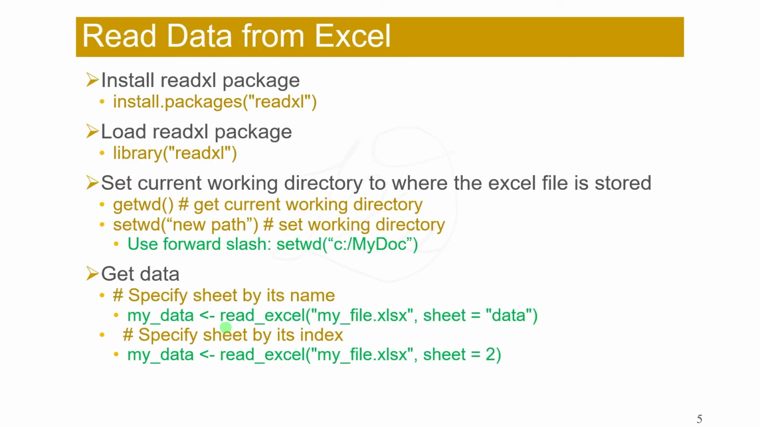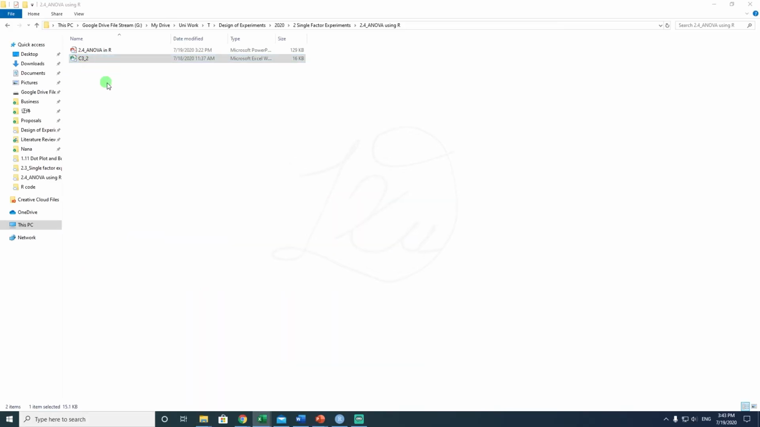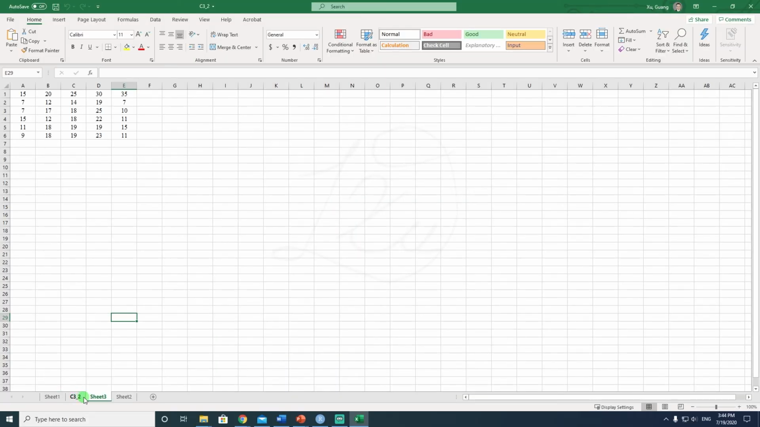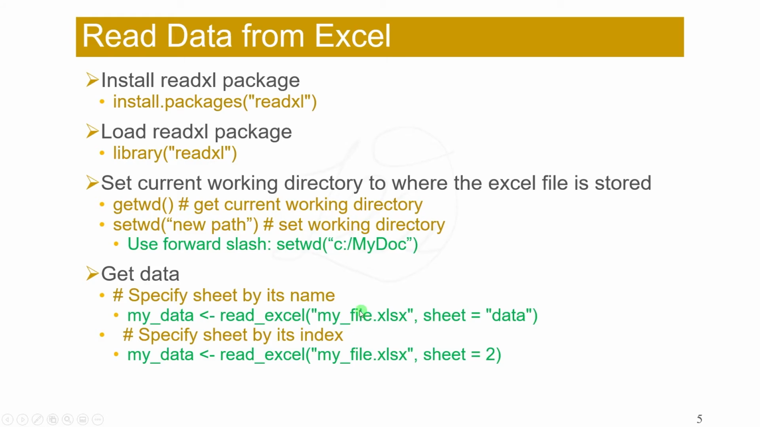Lastly, we will use the read Excel command to pass the data in Excel to the variable we define here. If I open this Excel, as you can see, I have more than one sheet, and the data I want to read is stored in the third sheet. So I have the level of concentrations on the first row, and the observations are here. So this is going to be the name of my Excel file.